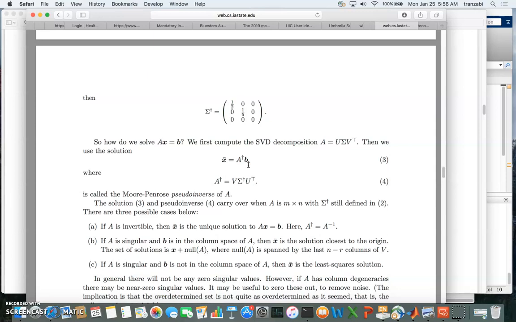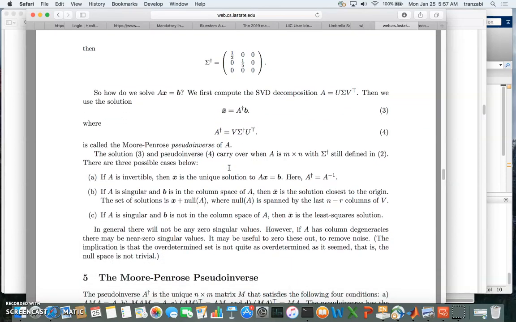So again, if B cannot be written as a combination of columns of A, the solution would be least square. If B can be written as a combination of columns of A, then there will be an infinite number of solutions, given that there is at least one 0 on the diagonal elements of sigma. And if there is no 0 on the diagonal of sigma, then there will be one unique solution. Okay, so that's how we can use SVD to figure out how many solutions we're going to get from solving a system.